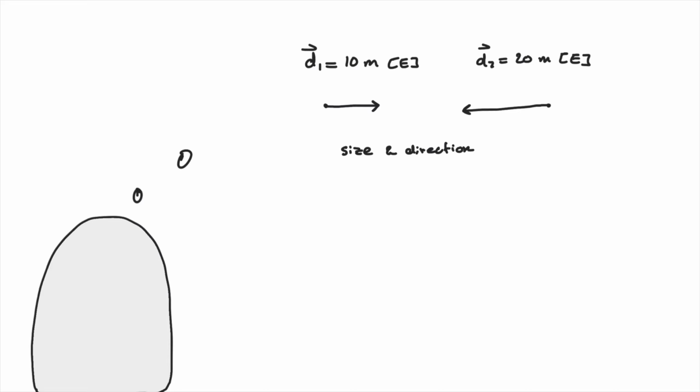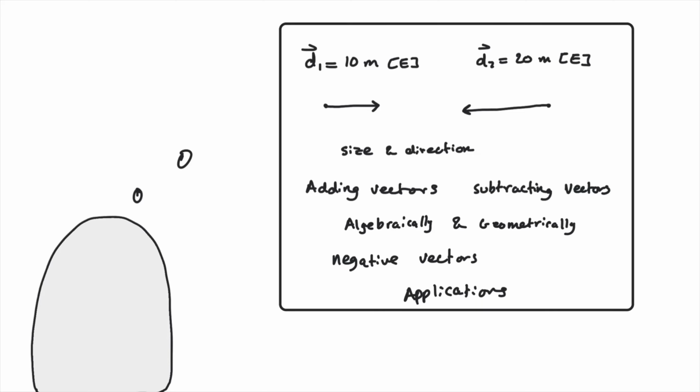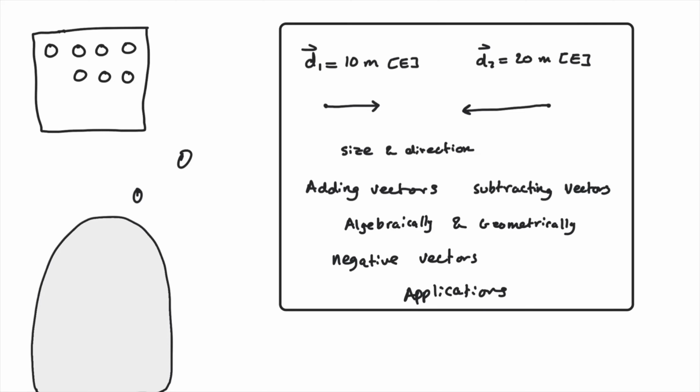Today, Robo has learned about one-dimensional vectors, how they have size and direction, how they are added and subtracted algebraically and geometrically. Robo has learned about negative vectors and the applications of how math can be used to solve physics problems. Robo will have to do some review in order for its circuit to store these concepts into its memory. Robo is looking forward to the next physics adventure.